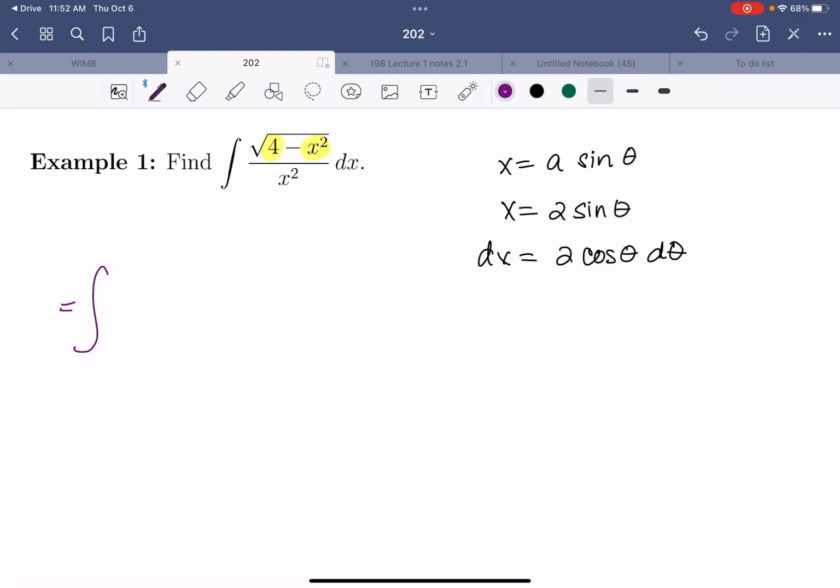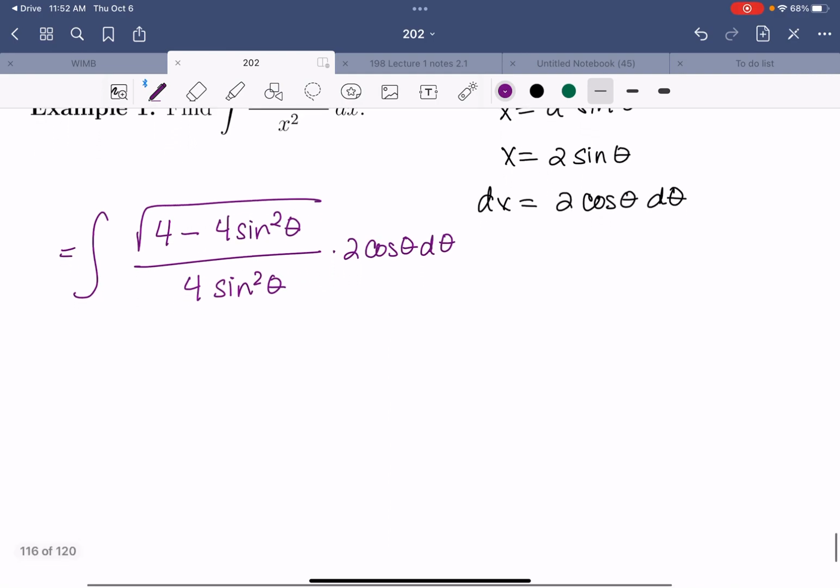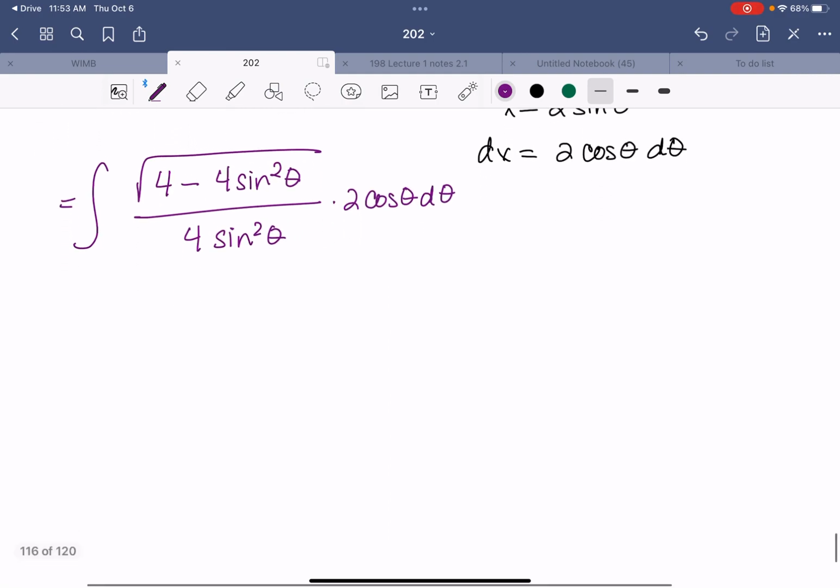This is going to give me the integral of the square root of 4 minus, now you're squaring your x, that's going to give you 4 sine squared theta. And in the bottom now you're squaring your x again. So that's another 4 sine squared theta. And then your dx is times 2 cosine theta d theta. Okay, now we've got to hopefully figure out how to simplify all this to something that we can integrate.